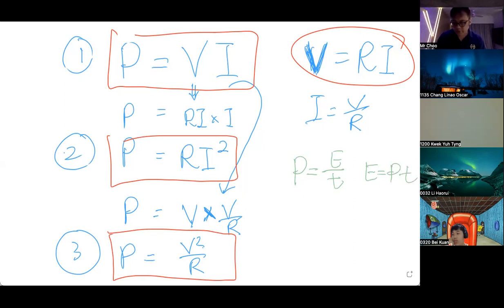So if you want to find energy, we plug in the first formula into this. You get VIT. Clear? We plug in the second formula into this. You get RI squared T. You plug in the third formula into this. I'm talking about plugging in the P. You get V squared over R times T. So can you see over here? I'm just plugging in the P into VI, RI squared, and V squared over R.